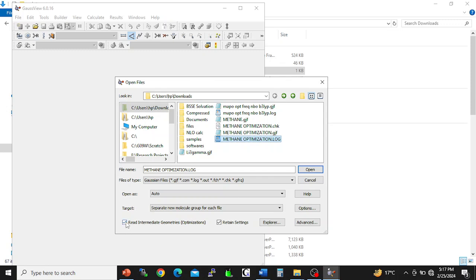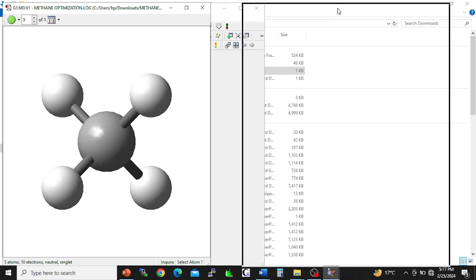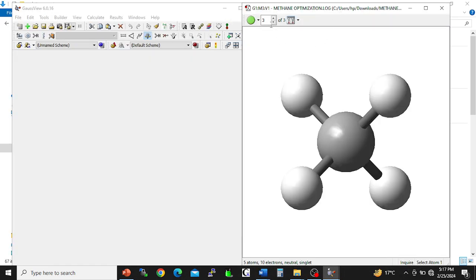So it will tell you how many steps are taken for this optimization process, and you can also retain these settings. When you check this box and retain setting, it means every time you open the log file, it will open up the intermediate structures. So now if I open it, if it opens up without any error message, it means it is run successfully. And now you can see here it says 3 of 3. It means this optimization took 3 steps to optimize from your given structure.